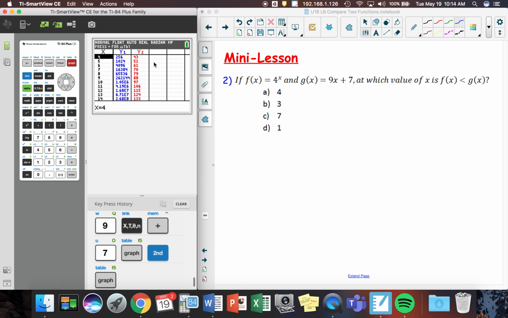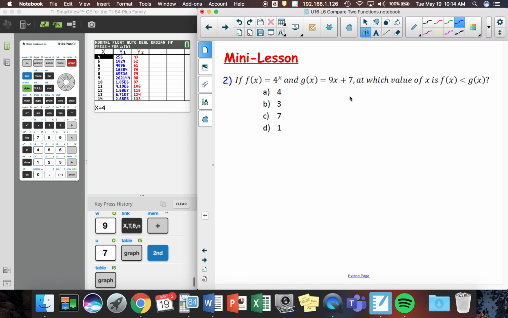So let's test 4. I look at my x value at 4, and I see that my first function is 256, and my second function is 43. So I have to ask myself, is 256 less than 43? Clearly not. That's way too big. So that goes away. Since I'm on this screen, let's look at 7. It's 16,384. Is that smaller than 70?